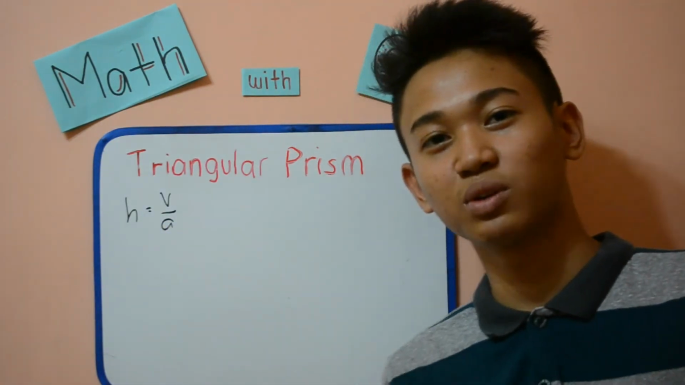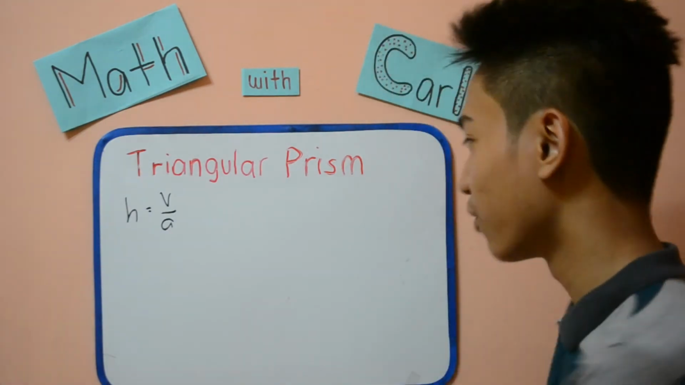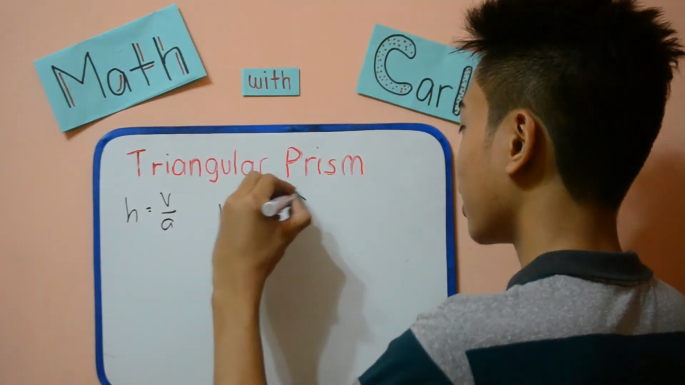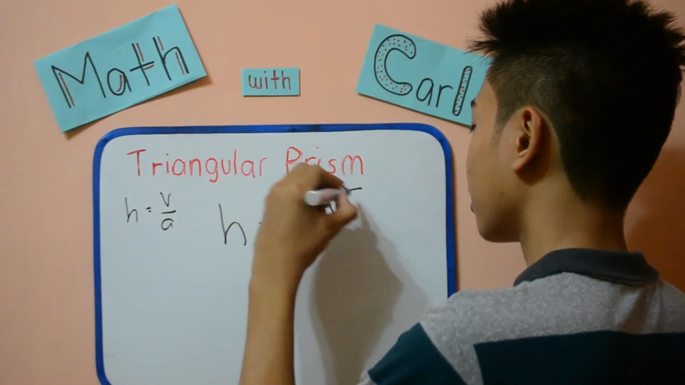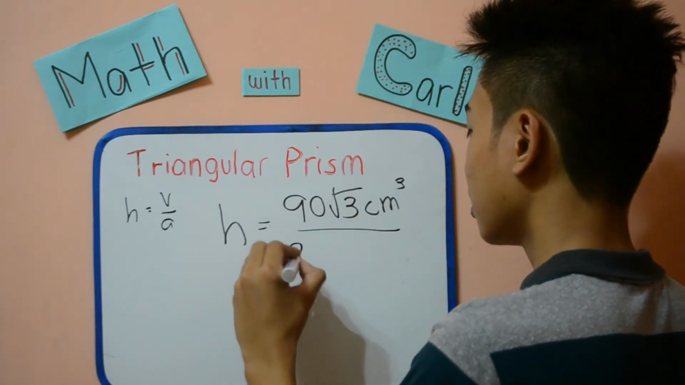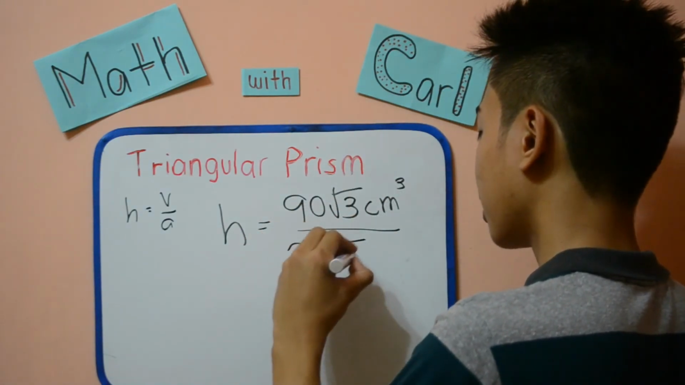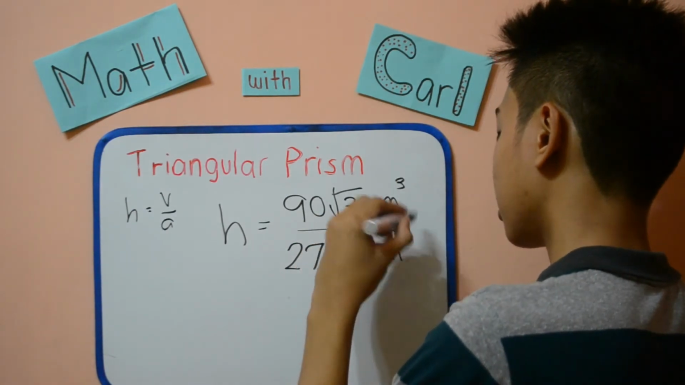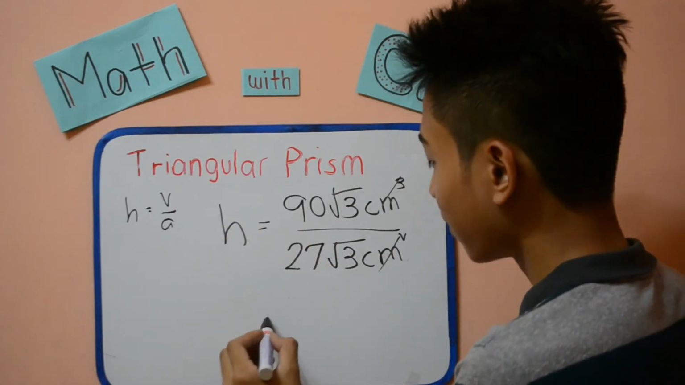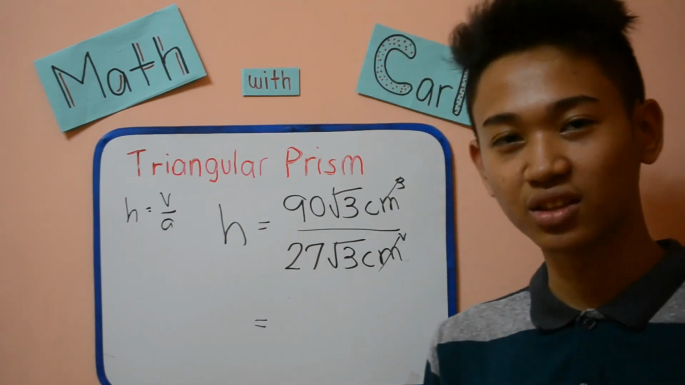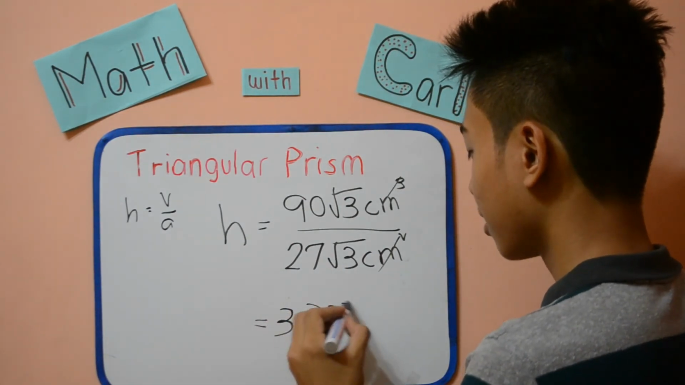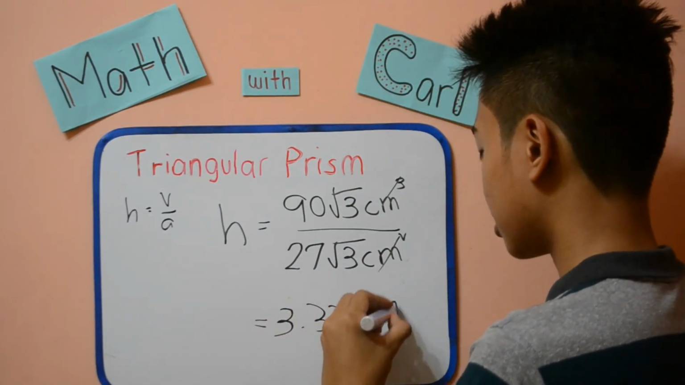Since we already have V, which is given as 90 square root of 3, we just substitute. H is equal to 90 square root of 3 cubic centimeters over 27 square root of 3 square centimeters. So we can cancel the centimeter cubed and centimeter squared, and the square roots of 3, leaving 90 over 27. So basically the answer, or the height of the triangular prism, is 3.333 centimeters.